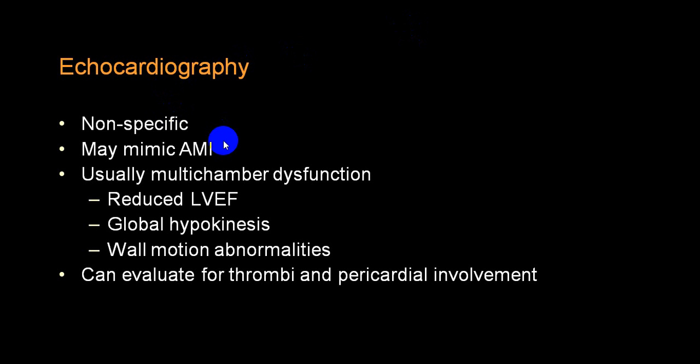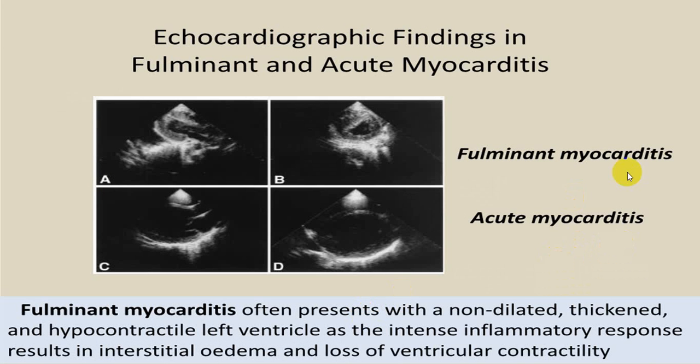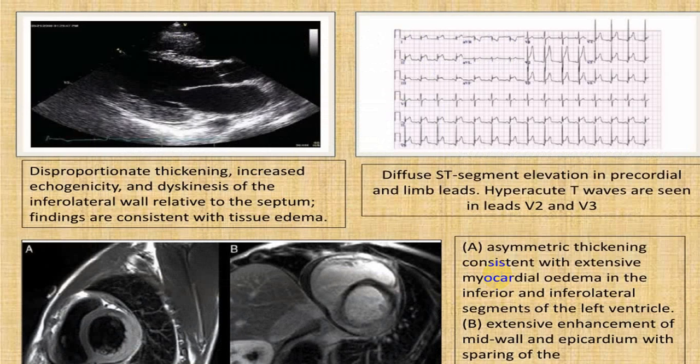Echocardiography will tell you regarding regional wall abnormality, thickening of the myocardium, ventricular chamber size, hypokinesia, akinesia or dyskinesia, LV function, LV ejection fraction, etc. Presence of thrombus and pericardial involvement you can identify. So echocardiography is a good parameter. You can even identify fulminant myocarditis and acute myocarditis by echocardiography. So echocardiography is a very important tool.